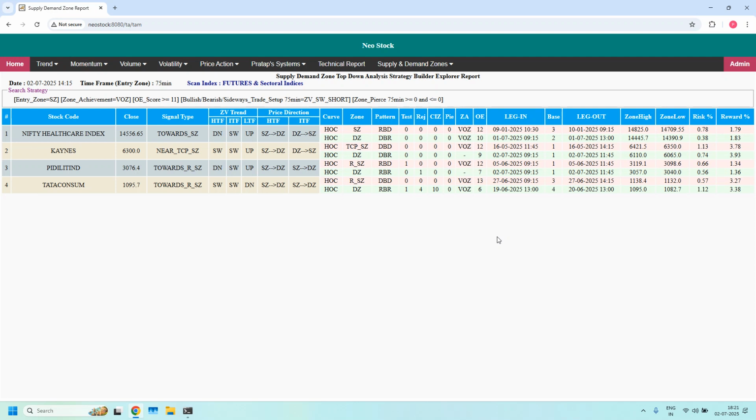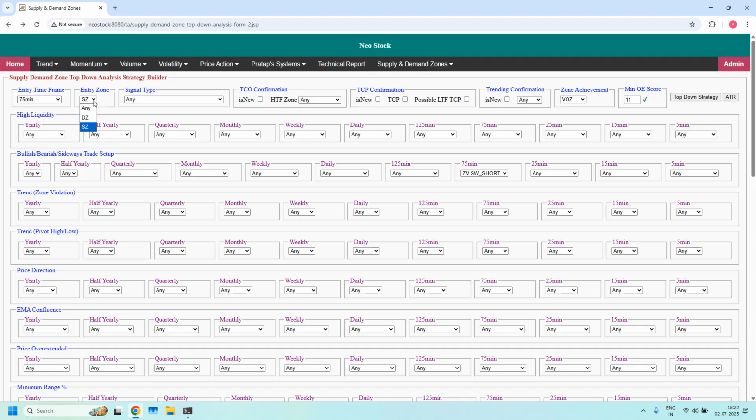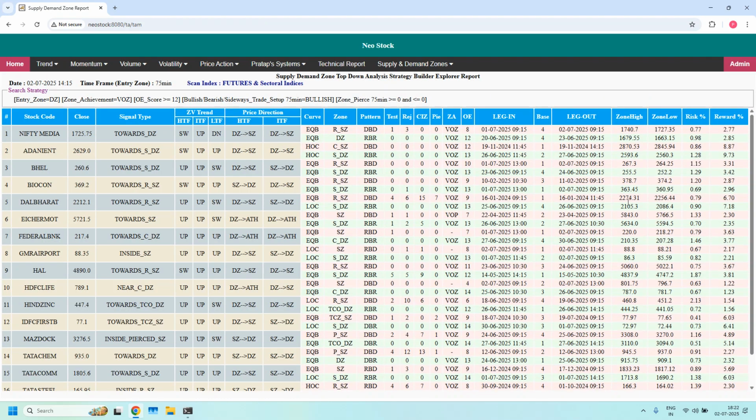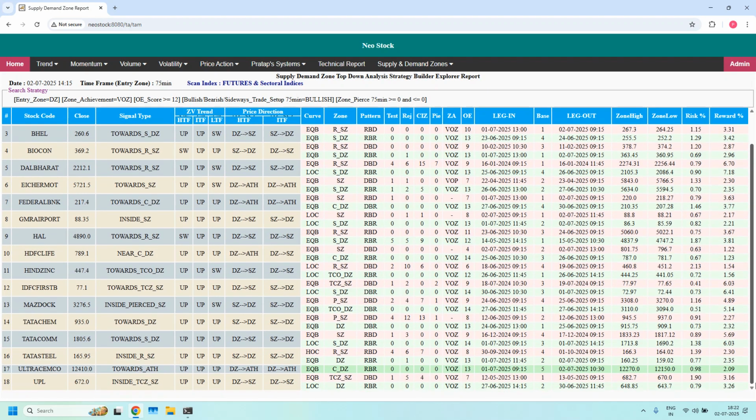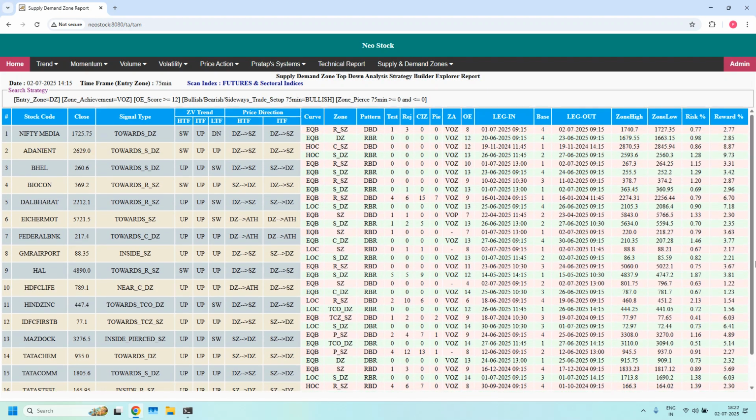Okay, next we will look into bullish trade setup for weekly income trade. The changes are 75 minutes demand zone, here bullish, and one more change, minimum odd enhance score should be 12. Let's filter. And we got 18 stocks.